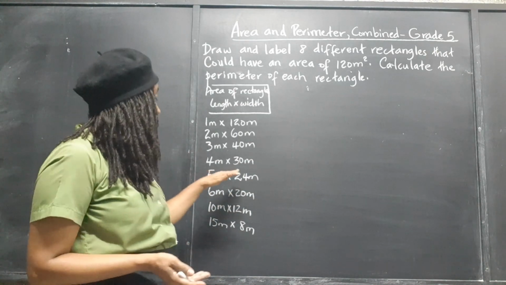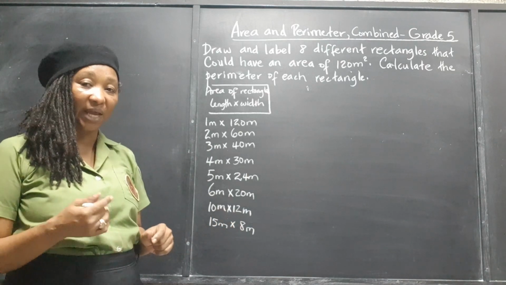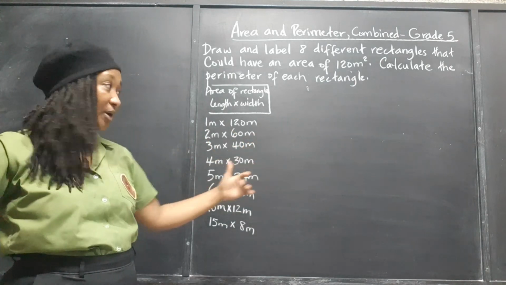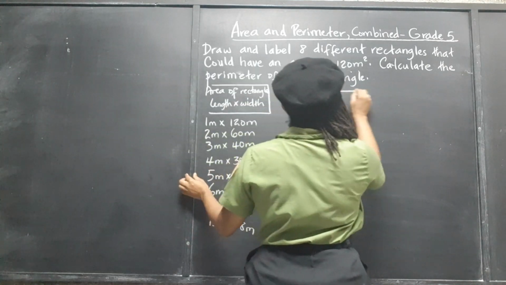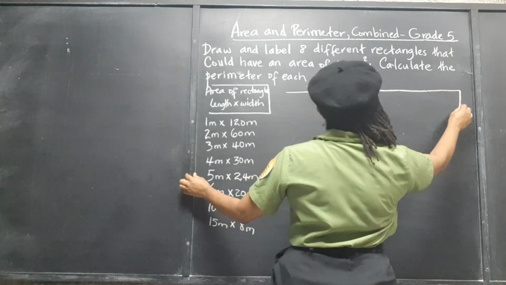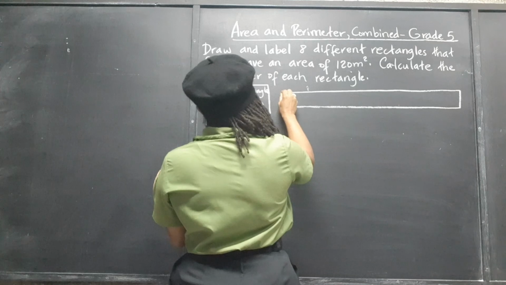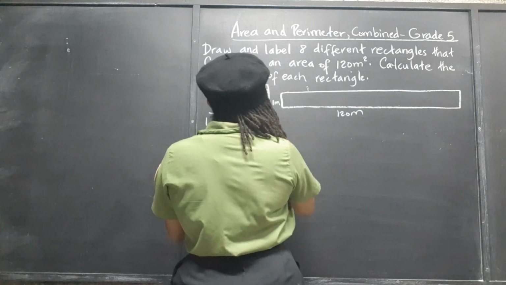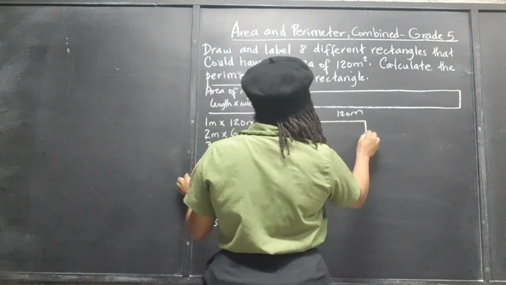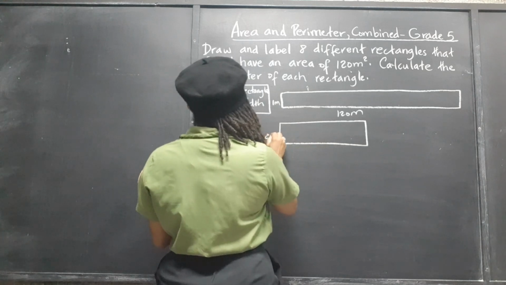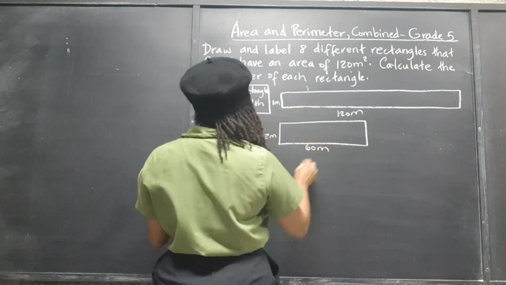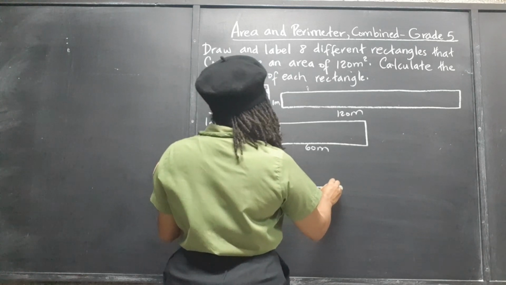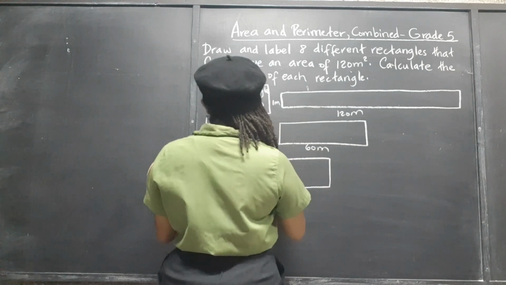So that means the longest side would be the length and the shortest side would be the width. The 1 meter times 120, that's going to have a long length compared with the width. So that's going to be long, 1 meter, 120 meters. Okay? 2 meters a little thicker, and 60 meters. 3 meters is getting thicker and thicker and shorter. 3 meters and 40 meters.